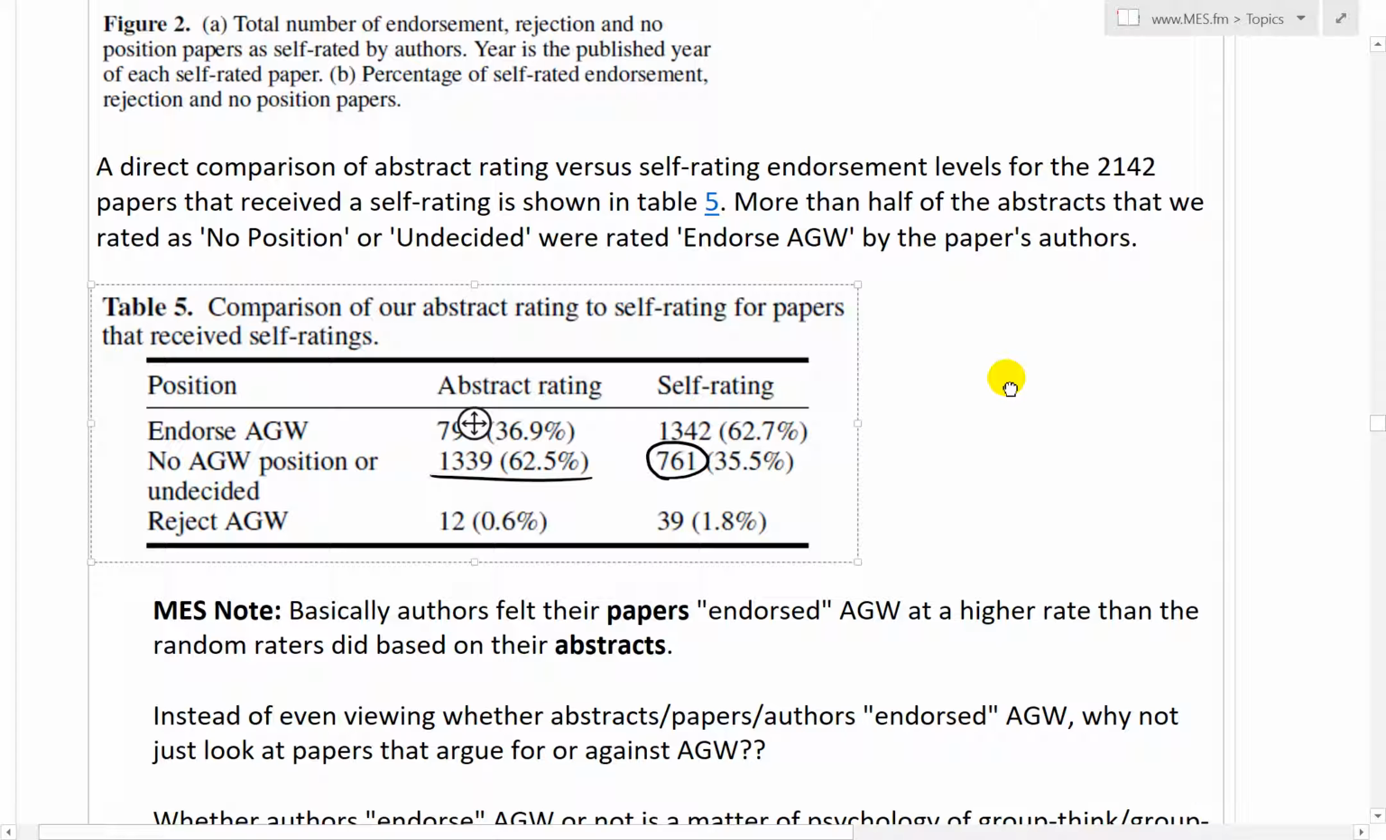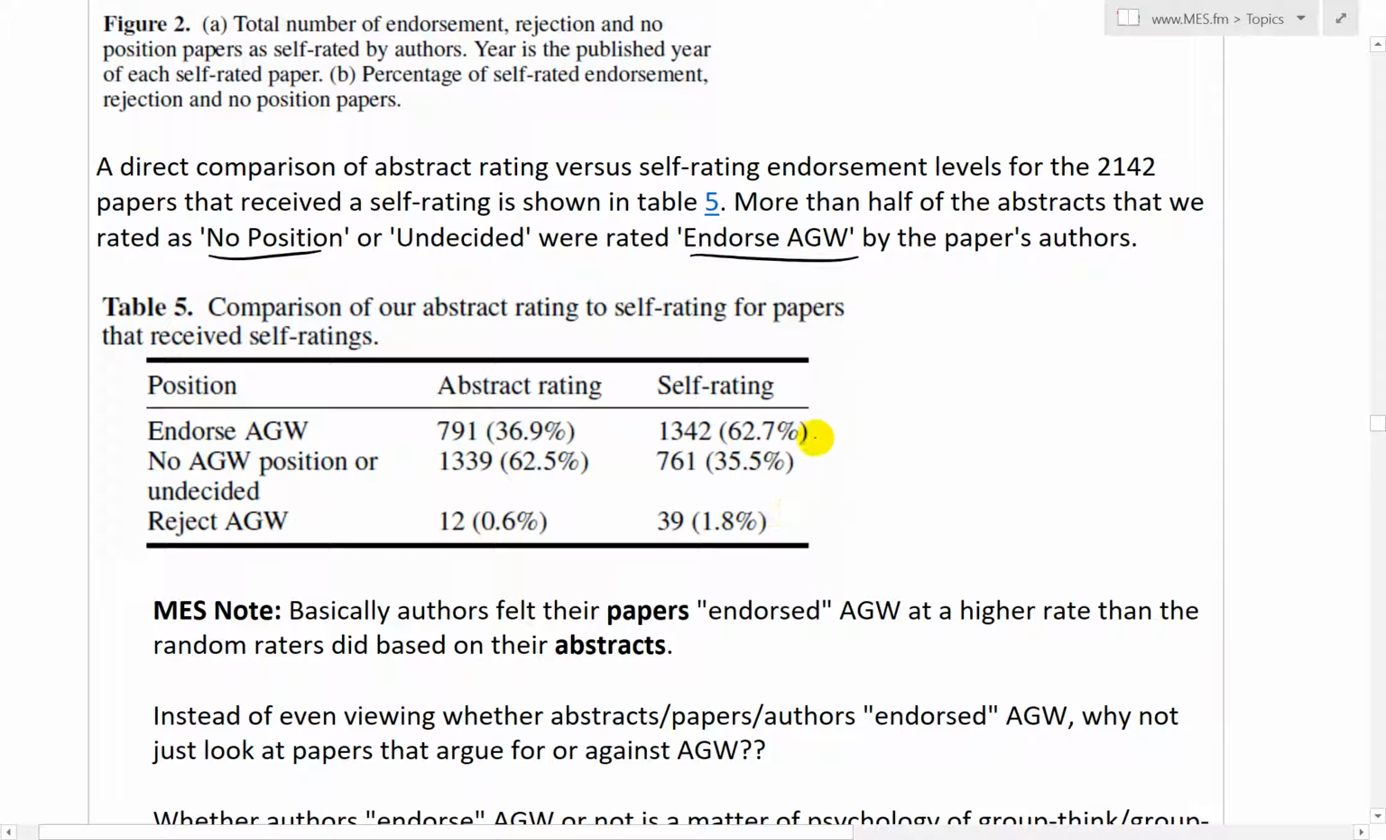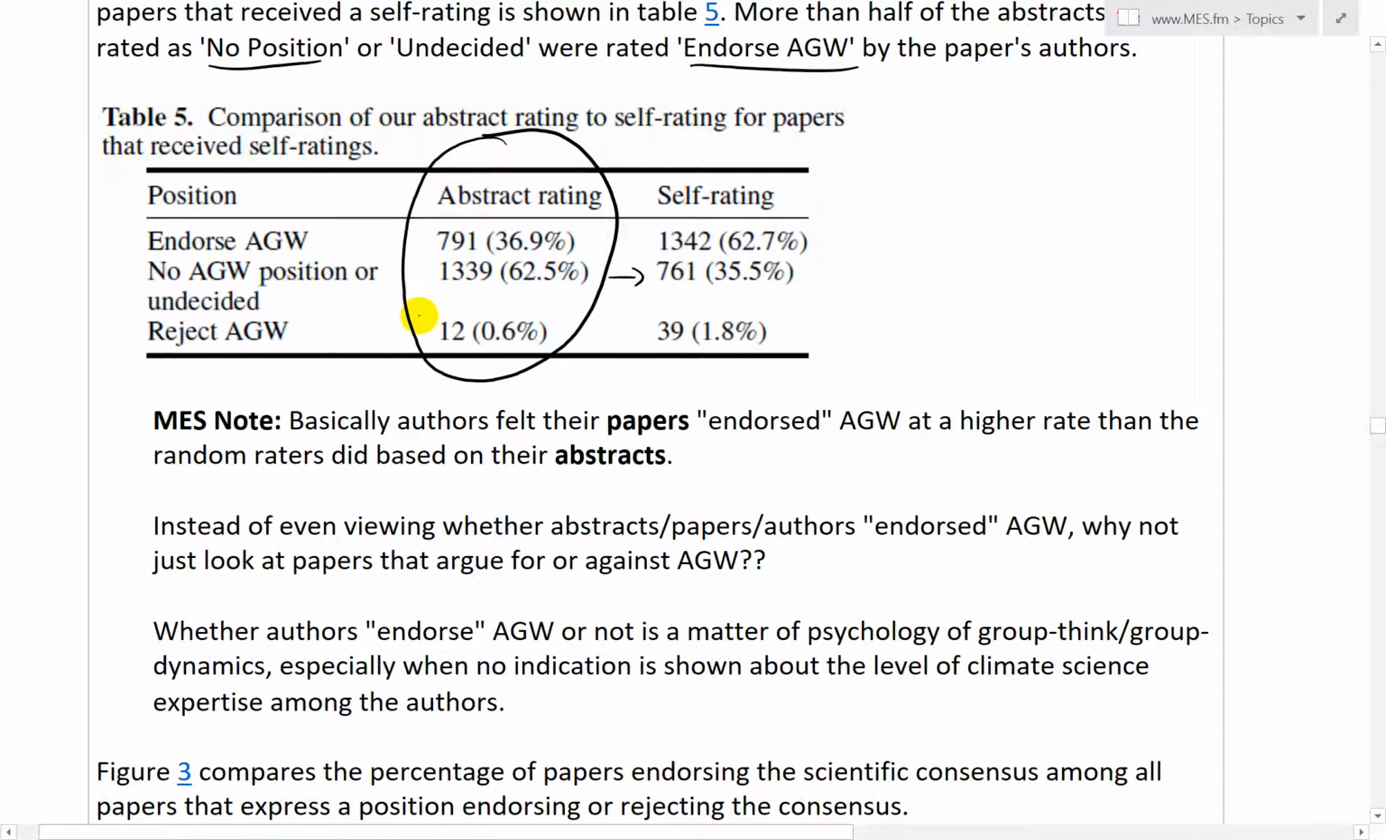So now, a direct comparison of abstract rating versus self-rating endorsement levels for the 2,100 papers that received a self-rating is shown in Table 5. More than half of the abstracts that we rated as no position or undecided were rated as endorsing AGW by the papers' authors. So when you take all of those papers that were self-rated by the authors, the abstract rating of those is here, and obviously when they rate their own paper, they're going to think more on the AGW side, versus the abstract alone, where the raters thought they were pretty generic, so they couldn't give them a position.